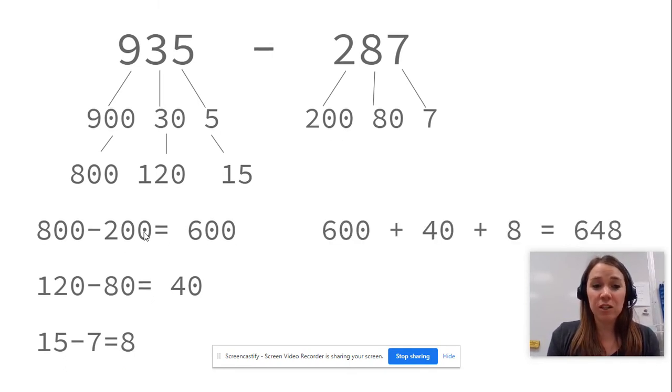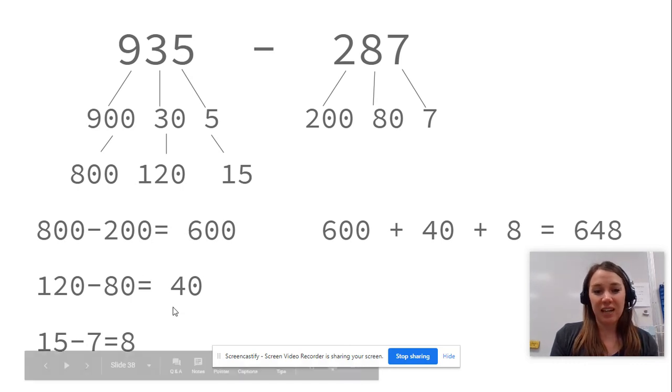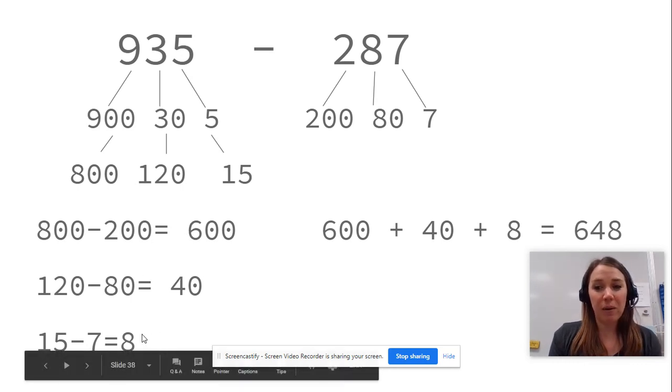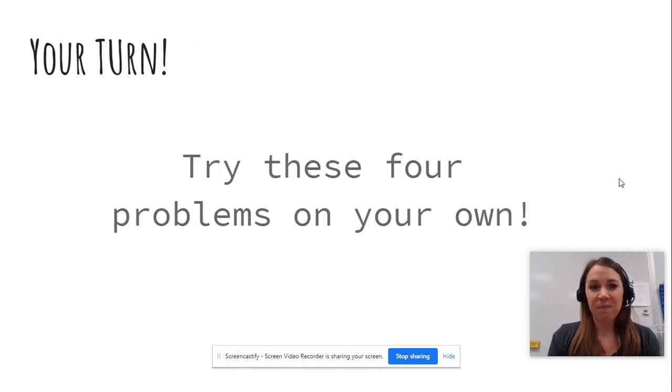Once I've done my hundreds place, my tens place, and my ones place, I have to put it all back together. So 640 and 8 is 648. Your turn. This was really challenging. You had to really engage your brain.